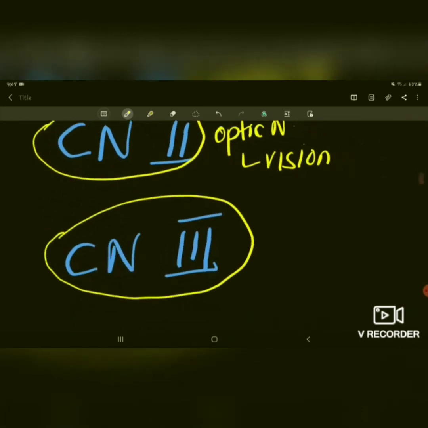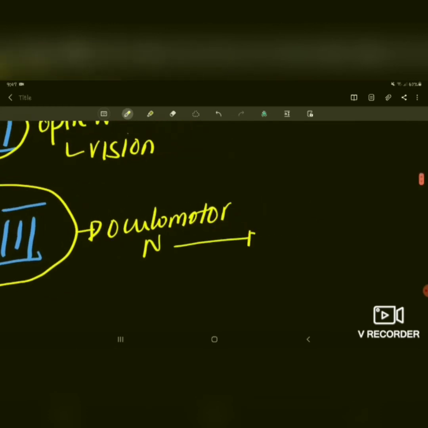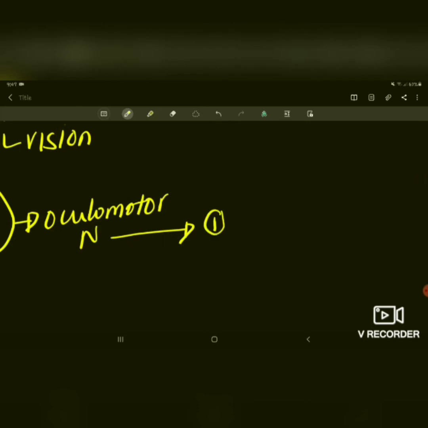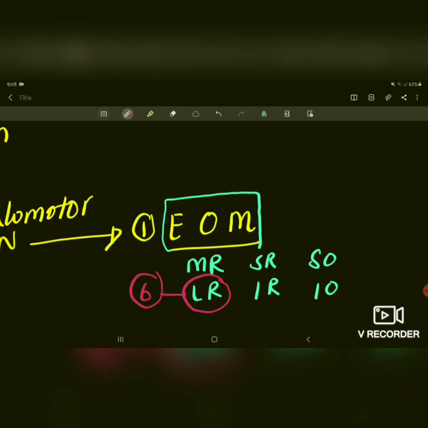And cranial nerve number 3, it is your oculomotor nerve. The main function of the oculomotor nerve is that it supplies your extraocular muscles. What are your extraocular muscles? They are your medial rectus, lateral rectus, superior rectus, inferior rectus, superior oblique, and inferior oblique. Out of these, your lateral rectus is supplied by cranial nerve number 6, and your superior oblique is supplied by cranial nerve number 4, that's your trochlear. What is 6 again? It's abducens. All the other muscles, that's your medial rectus, superior rectus, inferior rectus and inferior oblique, are supplied by cranial nerve number 3, that is your oculomotor nerve.